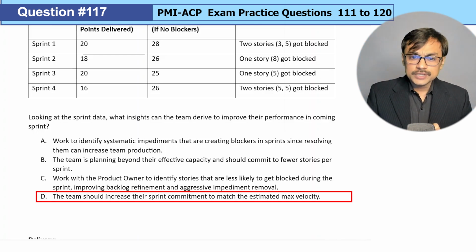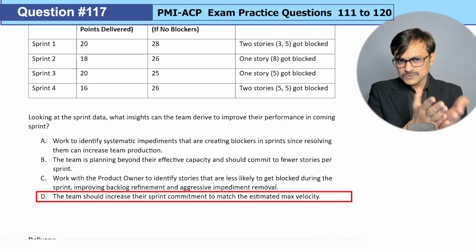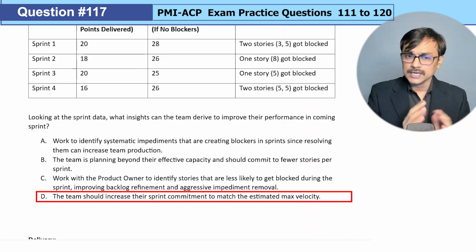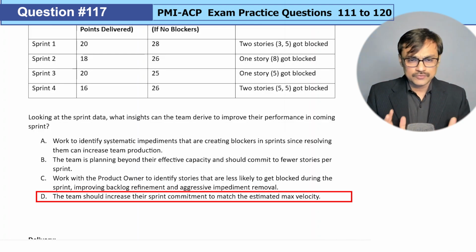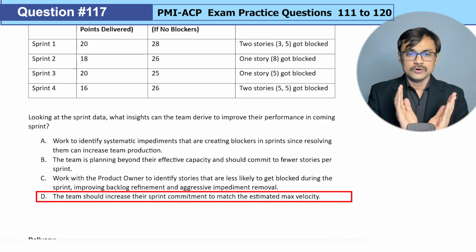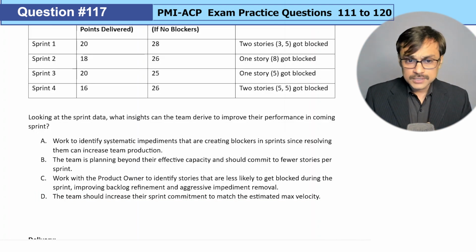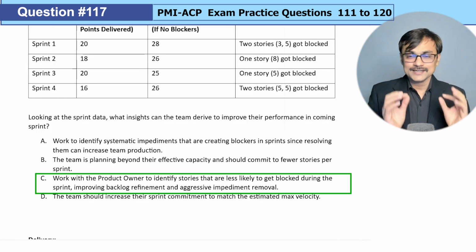Option D, the team should increase their sprint commitment to match the estimated max velocity. That seems to be happening already. If that was not happening, then we should not be getting the max velocity at a consistent level around 25 to 26. So we don't have to make them commit more and target the max possible velocity, since they are already doing that. So looking at all these options, option C looks great here.